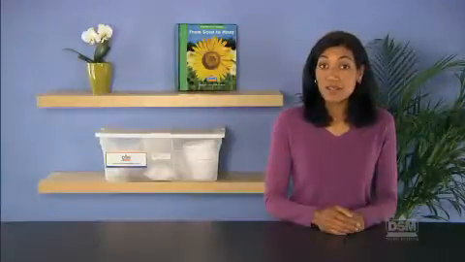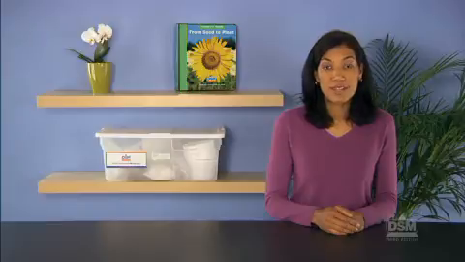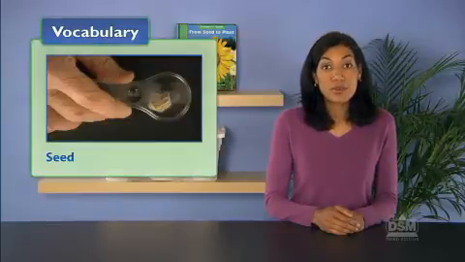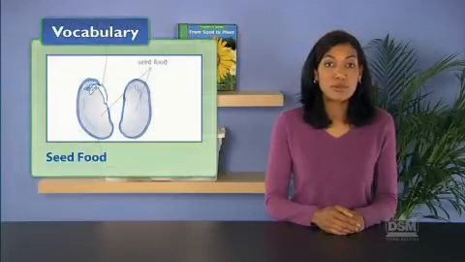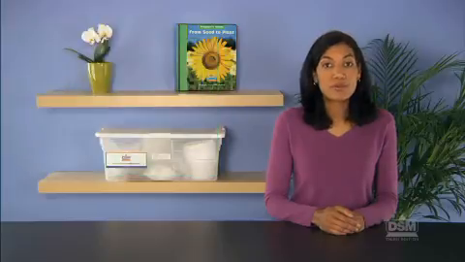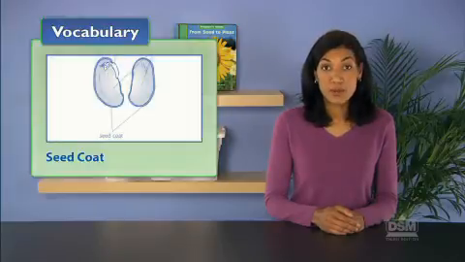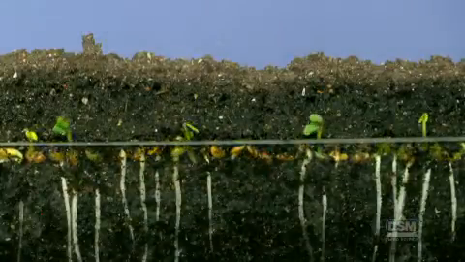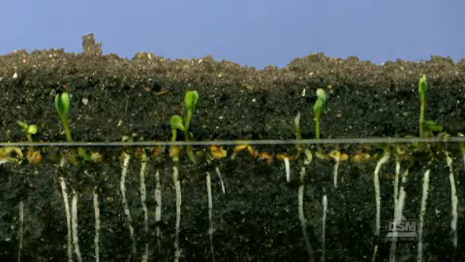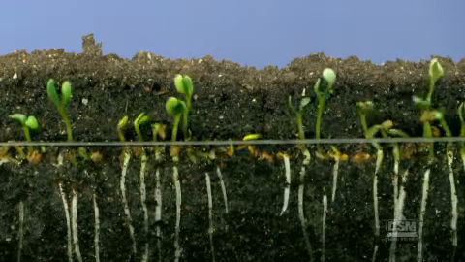Although most seeds are very small, they are capable of growing into new plants. A plant seed contains both the embryo capable of growing into a plant and the stored food needed to nourish the new plant. The embryo and food are surrounded by a seed coat that tightly encloses and protects them. A seed sprouts or begins to grow when moisture penetrates the seed coat and the temperature is warm enough.